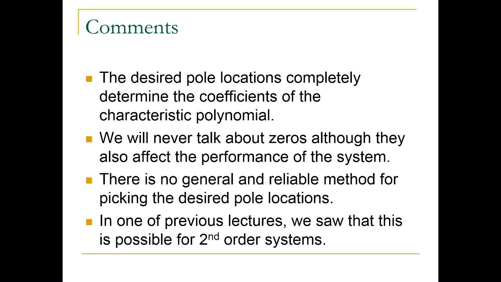By the way, the desired locations of the closed loop poles would completely determine the desired polynomial, right? Note that we never talk about zeros of the closed loop transfer function. Although zeros will affect the performance, we saw that if there is an unstable zero, we will have undershoots. So we do not talk about how to play with zeros. In this lecture, we just talk about poles.